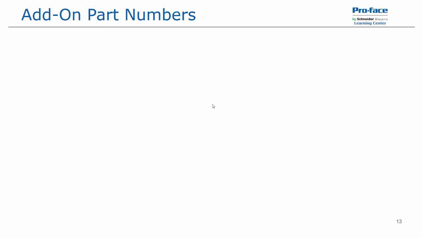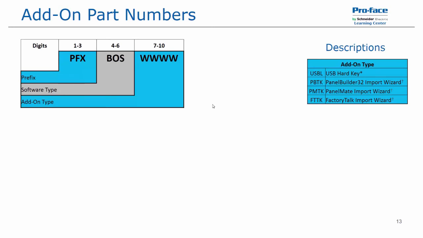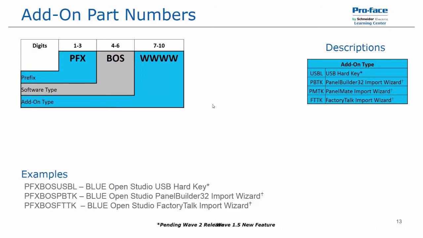And our add-ons for the Blue Open Studio licensing. The syntax for the part numbers is similar, however they are shortened. And based on the table and description on the right, the description you see has 4 add-on types, however only 3 are available, and those are the import wizards. We can determine with the examples what product we need.